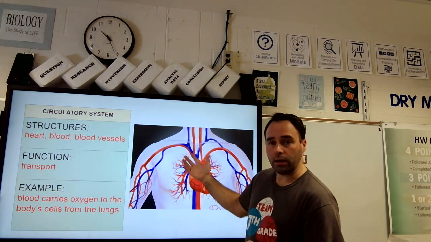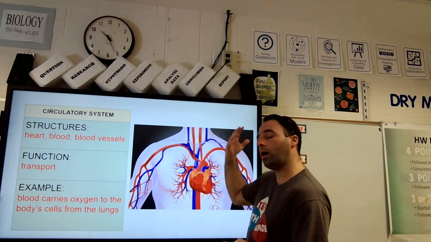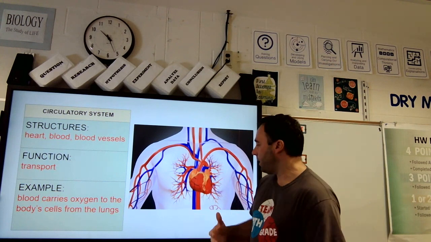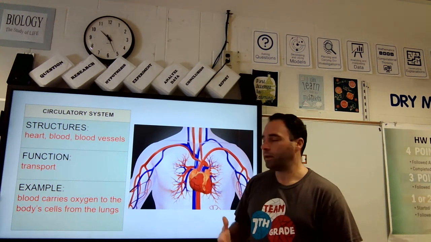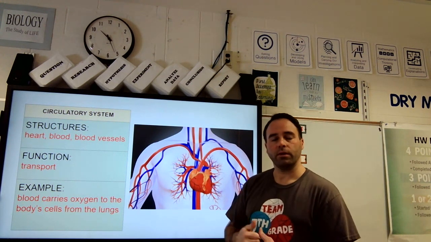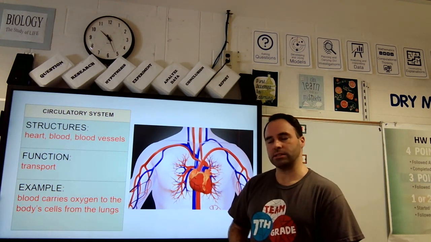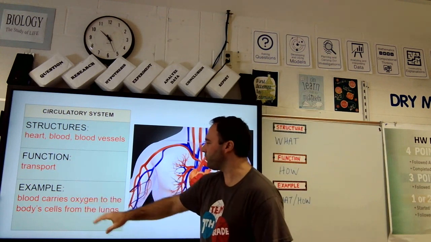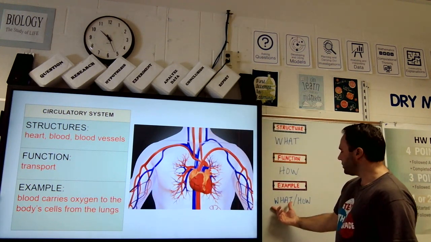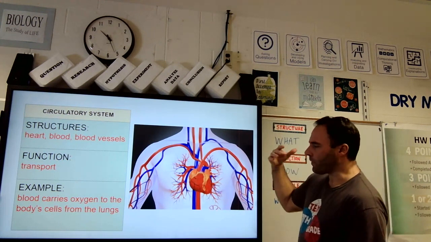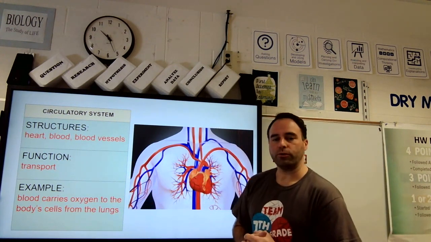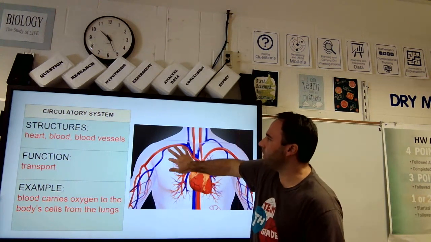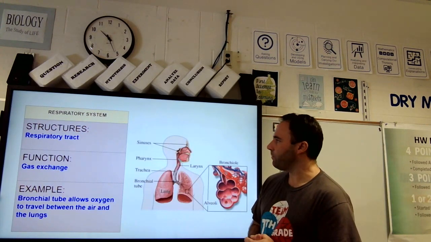Well, your blood is going to carry that sugar all around your body. And that way, even your scalp is going to get sugar from the apple you ate that's sitting in your intestines. So those are all examples of structures and specifically how they carry or transport materials throughout your body. Let's look at the respiratory system next.